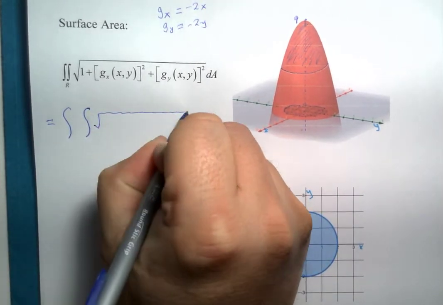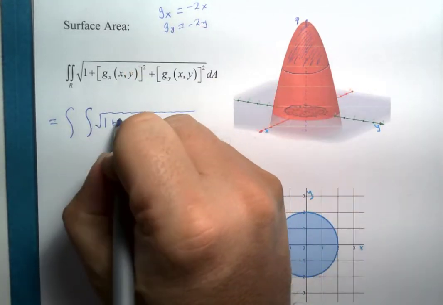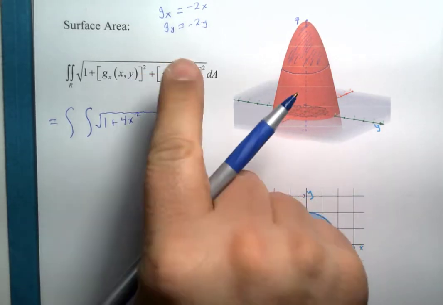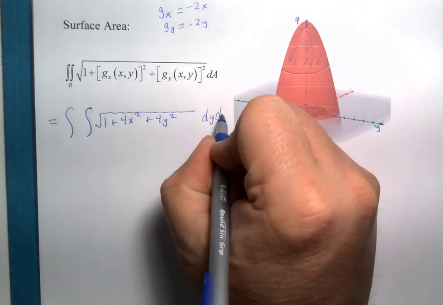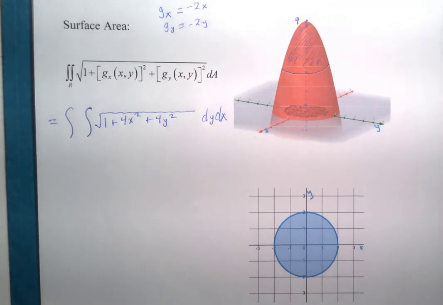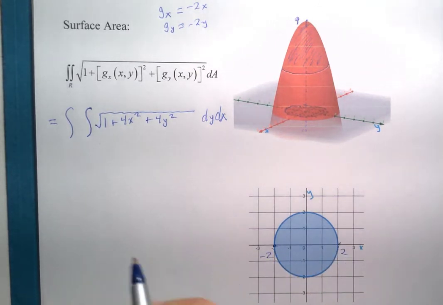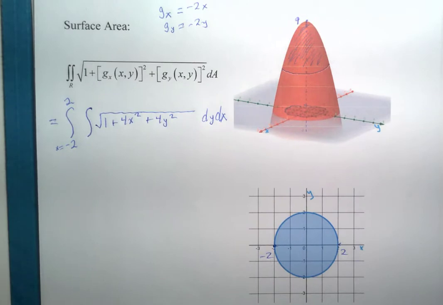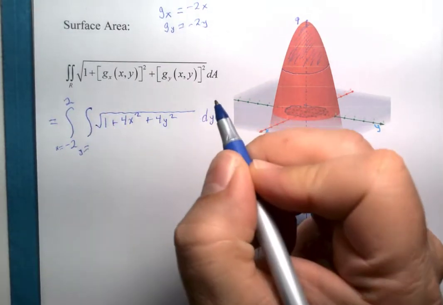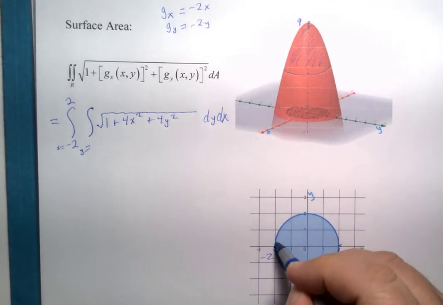Square root of 1 plus the x partial derivative squared would be 4x squared, and the y partial derivative squared is 4y squared. And then I'm going to go dy dx and hope that was not a bad choice when I started. Not difficult to switch this one around. So now the circle from left to right is from negative 2 to positive 2. So x goes from negative 2 to positive 2. Now the y boundaries are from the lower part of the circle to the upper part of the circle.